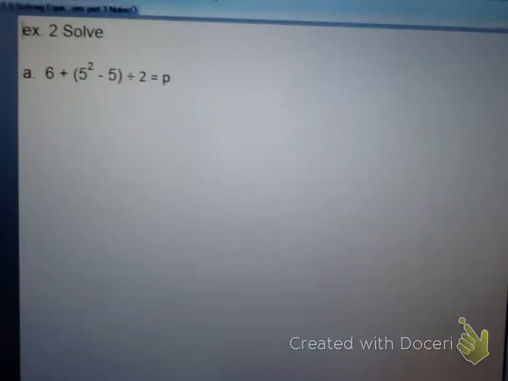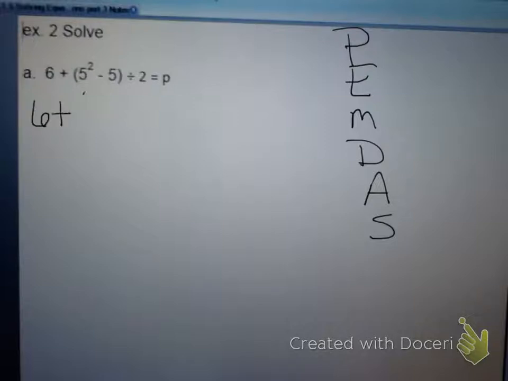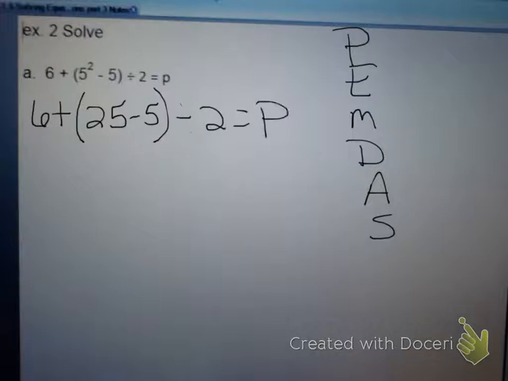Example 2, we're going to solve. Now, if you'll notice, we have a lot of stuff on the left side of the equal sign. We are going to combine like terms using PEMDAS. I do have parentheses. Inside the parentheses, I have to do the exponents. So I'm going to bring down the 6, plus parentheses 5 squared is 25, minus 5, close the parentheses, divided by 2 is equal to p.